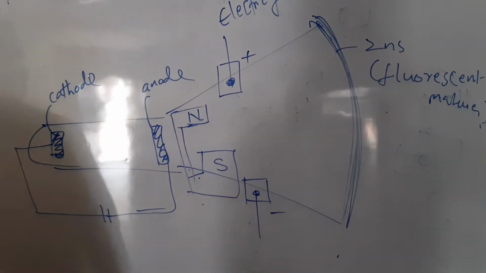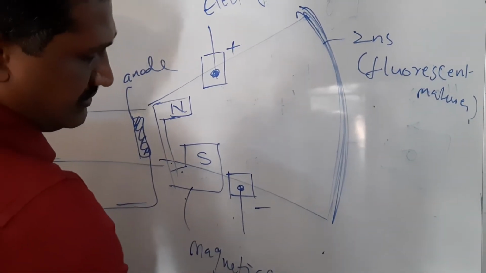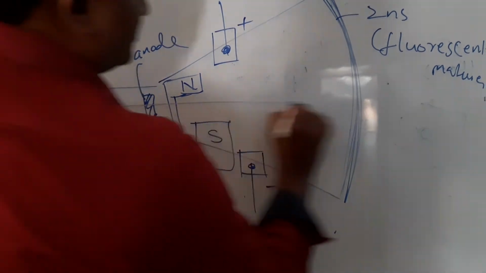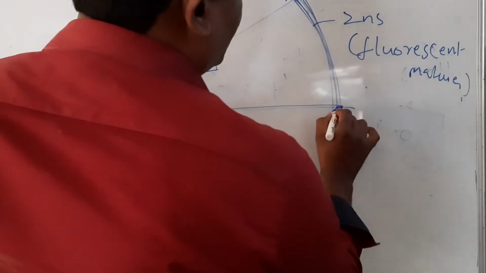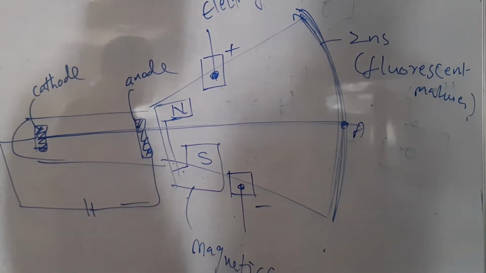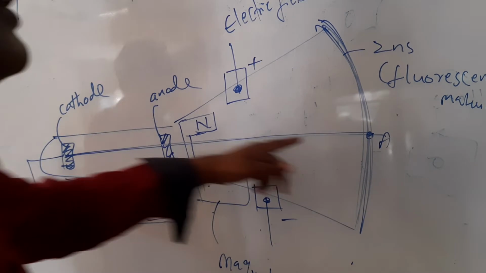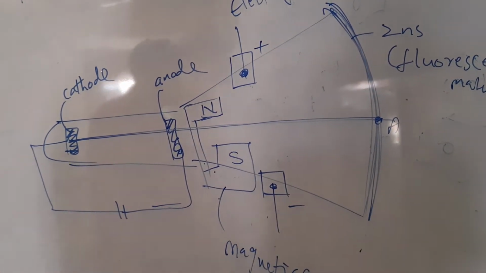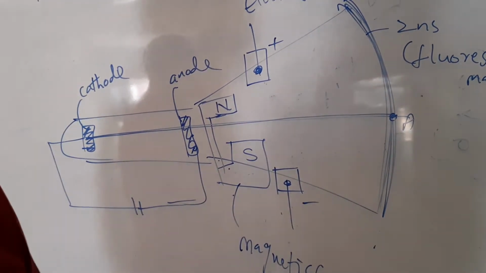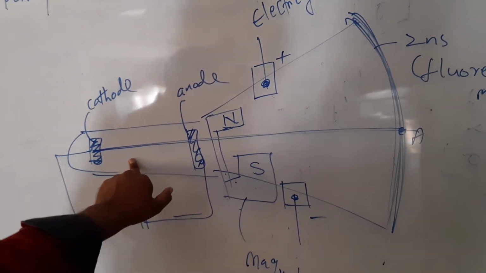In the absence of electric and magnetic fields, the cathode rays travel straight without deflection and touch at point A. These cathode rays, negatively charged particles, are nothing but electrons. They are called electrons.